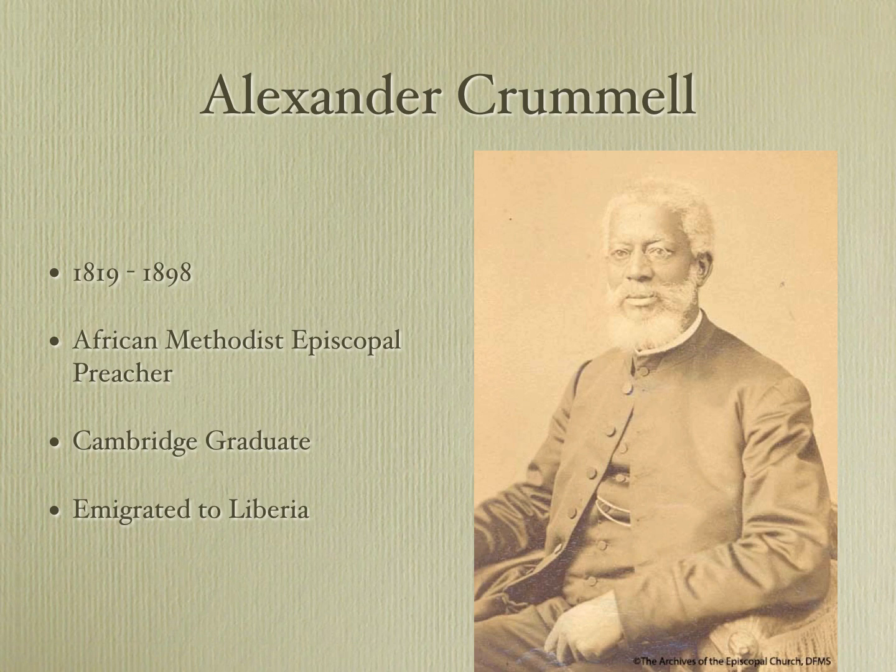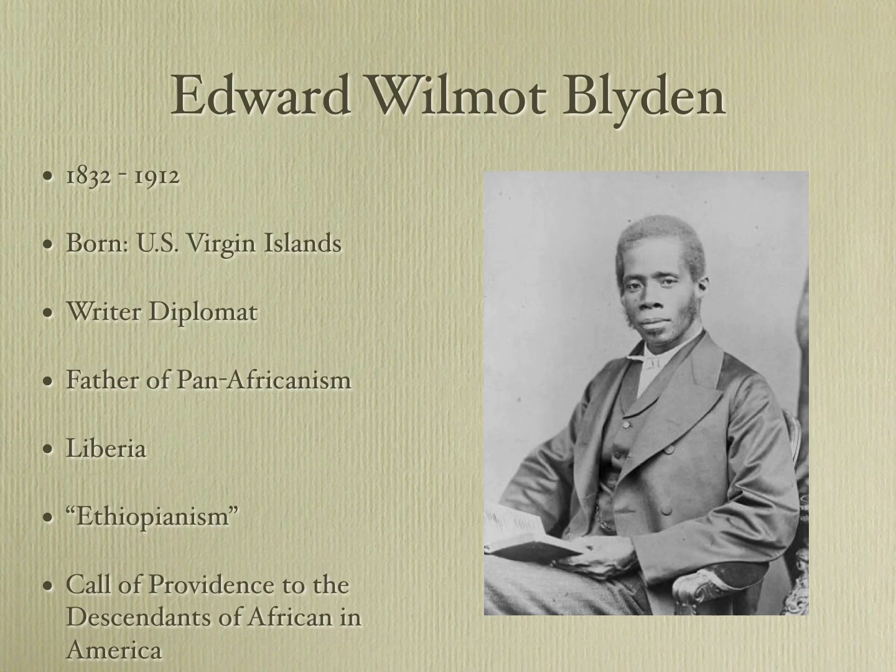Now, Alexander Crummell preached greatly of the fact that Africa was, in fact, our home, and that we as black people could not get a fair stake in the affairs of the United States. Edward Wilmot Blyden was actually born in the U.S. Virgin Islands, and his most influential work, which was written in 1890, was called The Call of Providence to the Descendants of Africa in America. And within this, he made the argument that whites were so racist that we would never be able to get a fair shake in the United States. And he also advocated for the immigration to Liberia.